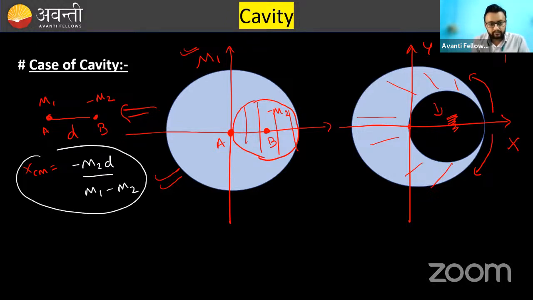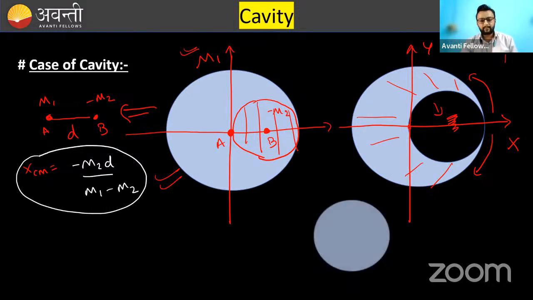That's what we can do. Again, I'm just repeating the things. If you have a cavity, put two identical masses in it, one positive, one negative. The positive mass will complete the surface. The negative mass will act as a separate body. Now they become two bodies, and for two bodies you can easily calculate the center of mass. This is the basic idea that you need to know.